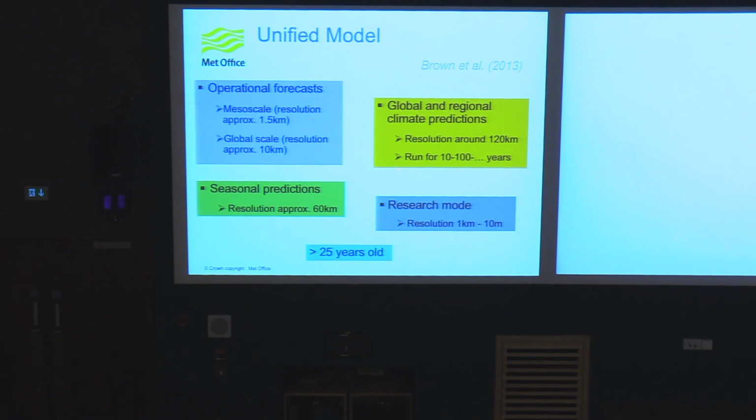And then everything in between that, so the regional climate predictions, seasonal predictions at about 50, 60 kilometers. And then we do a lot of research work at very high resolution for process parameterization purposes. That might be down to as small as 10 meters, certainly a few hundred meters, and I'll show an example of that in a minute. And it's worth noting here, particularly for my later slides, that this whole structure, the model itself, is about 25 years old now, so getting on a bit.